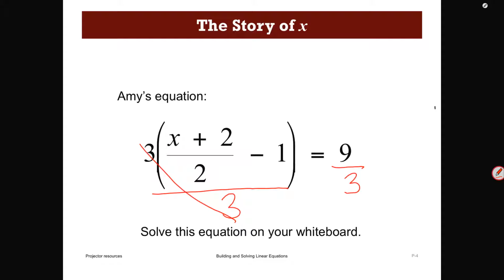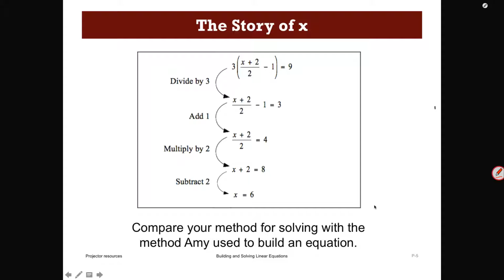What was the issue for those of you that tried to distribute? A few of you tried to distribute the 3. What happened with the expression on the left side? Did it get messy? Yeah, it gets pretty messy. If you look at Amy's steps when she built the equation, what was the last thing she did when she created the equation? Look at the paper that you have. She multiplied both sides by 3.